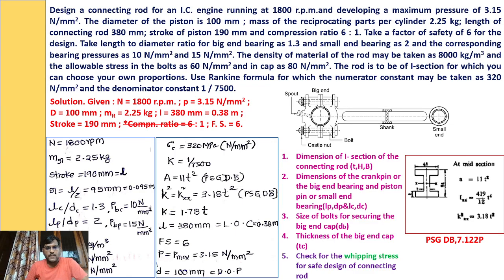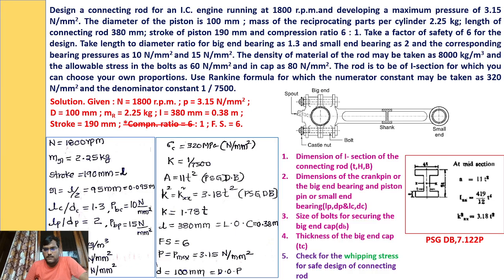That is L, and the compression ratio is 6 to 1. This is not required. Okay, and the factor of safety is 6. They're given the factor of safety 6. And take the length to diameter ratio for big end bearing as 1.3 and small end bearing as 2. So here they're given the length to diameter ratio. Length to diameter ratio for big end bearing is 1.3.